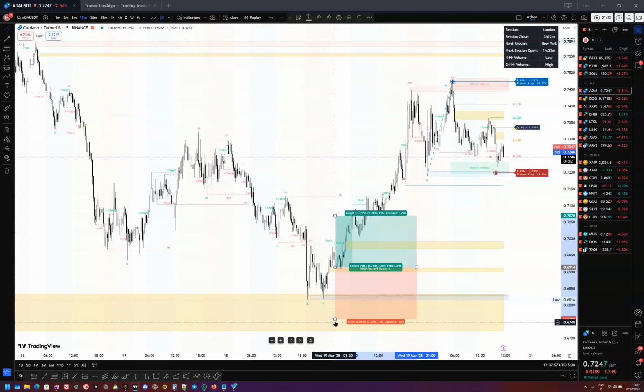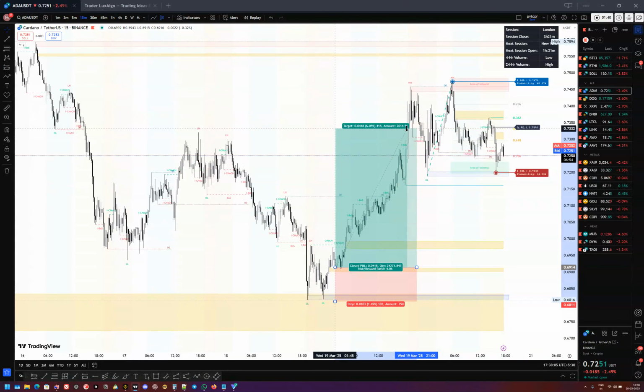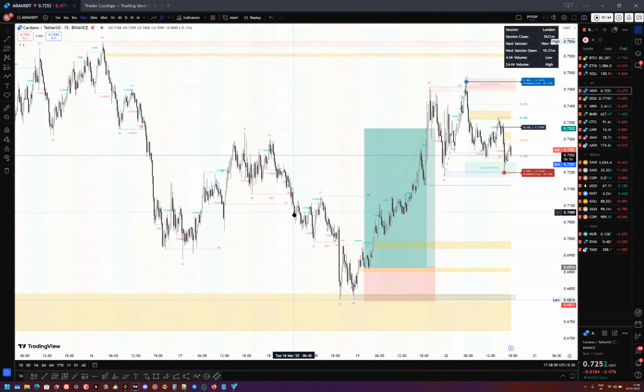We create a position, we keep a stop loss at the low of this higher low and we look for the liquidity grab of this. So we get a 1:4 risk reward. It is a very high probability setup.